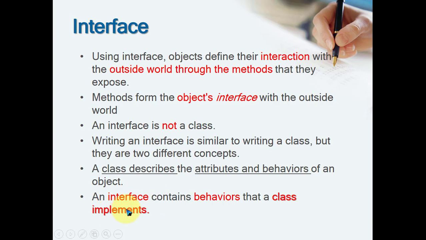So this is the golden rule for the interface: the interface contains only behaviors that the class has to implement. We are putting restrictions on the class, that if we want to implement an interface we have to follow the rules given by the interface. Now let's see the example.